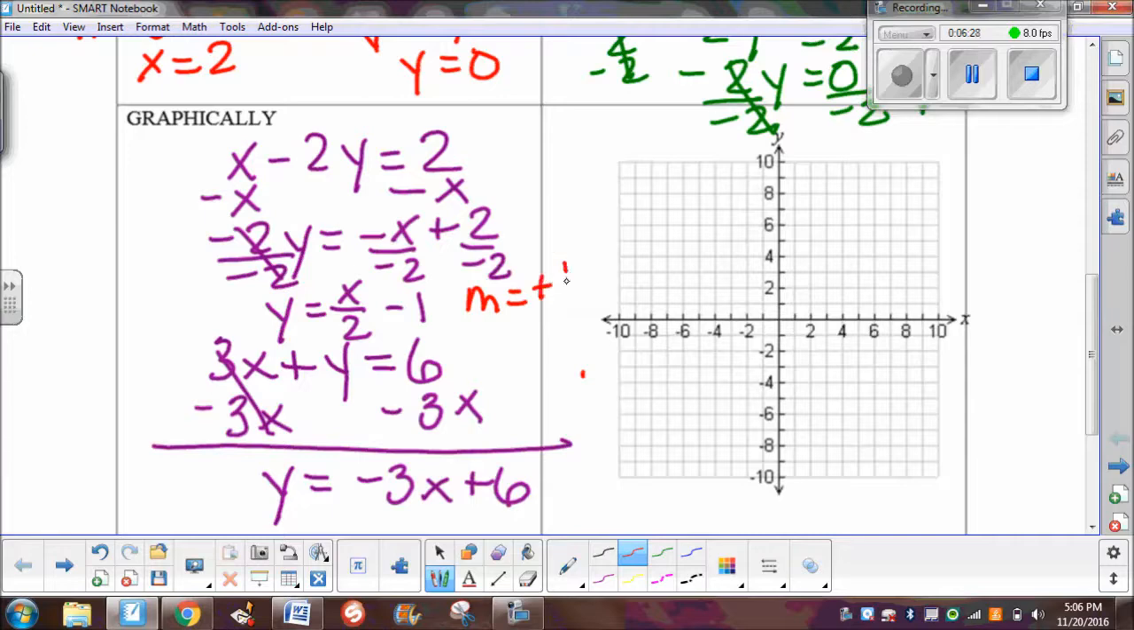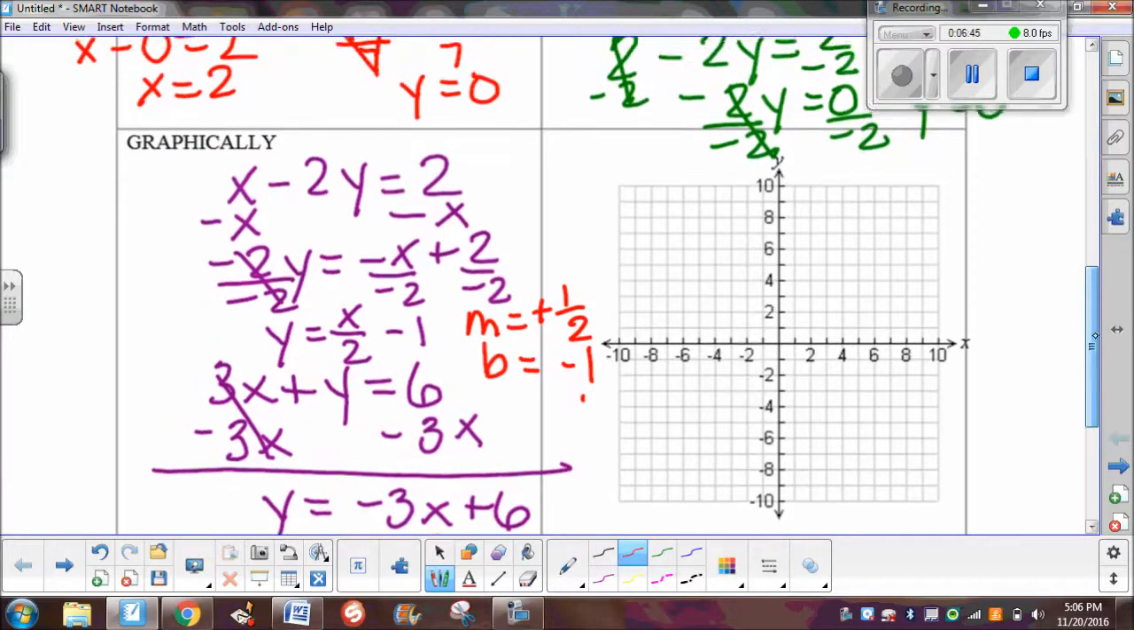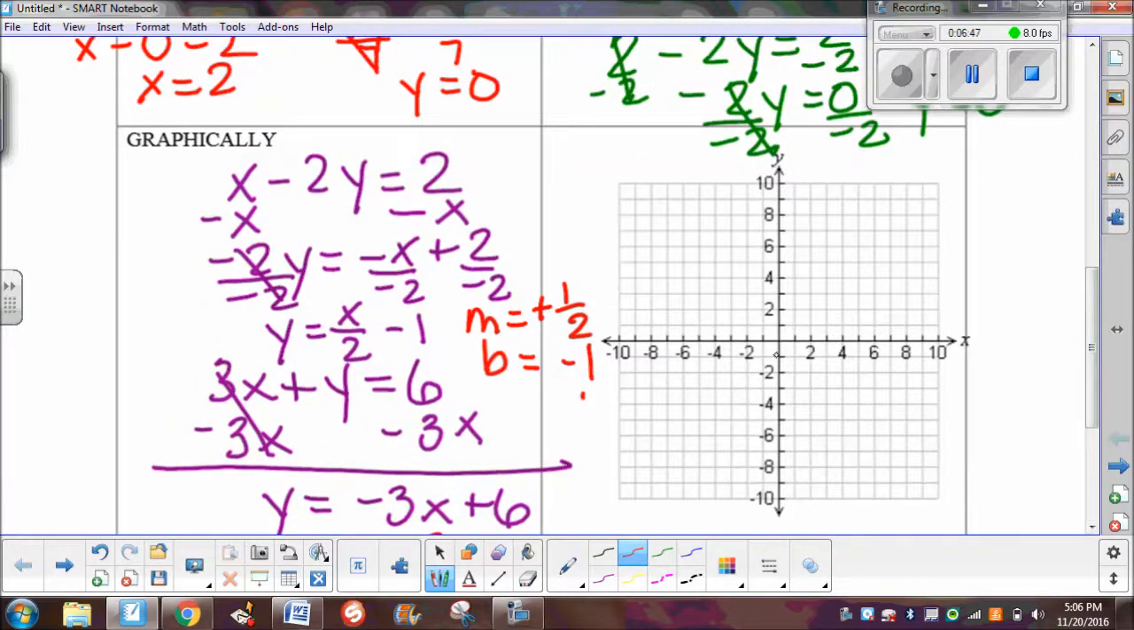Is a positive 1/2. And my y-intercept is negative 1. Let's see what it does for this bottom one. My slope is a positive 3, and my y-intercept is 6. So let's go and graph that first one. So I begin on negative 1, and then I rise up 1 and I run 2.